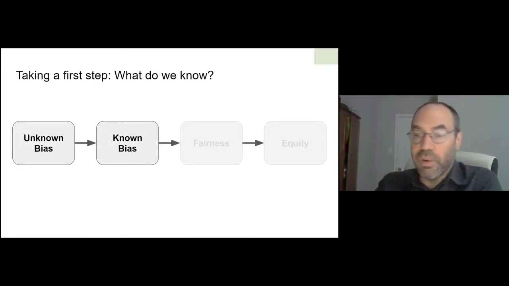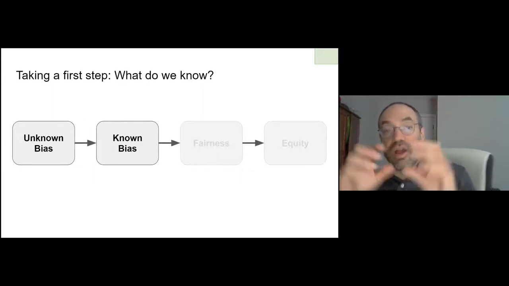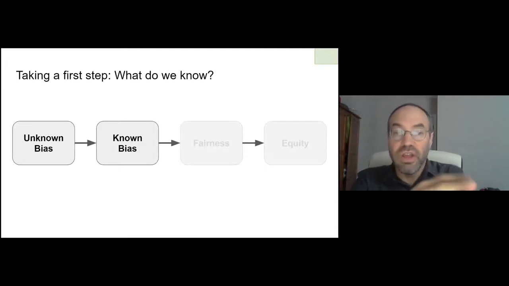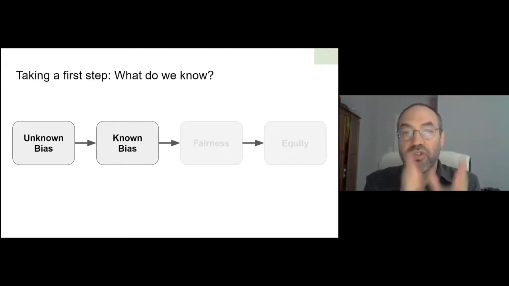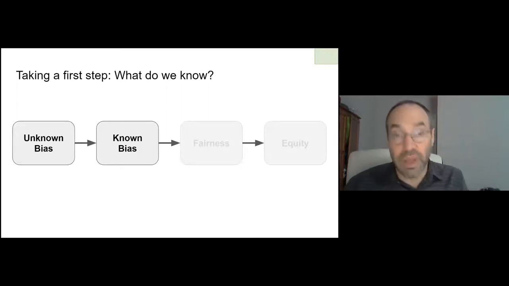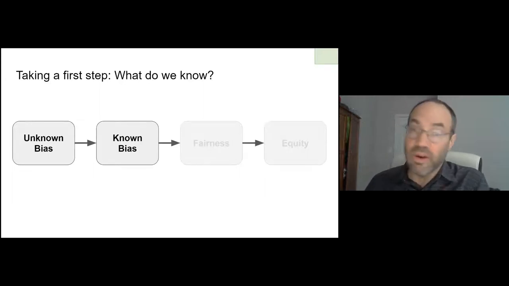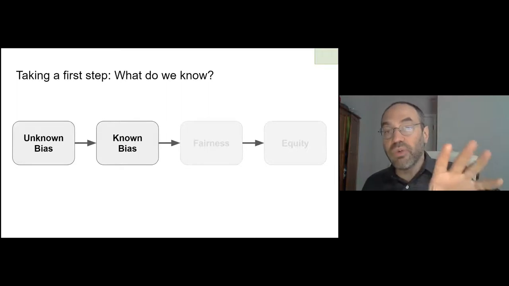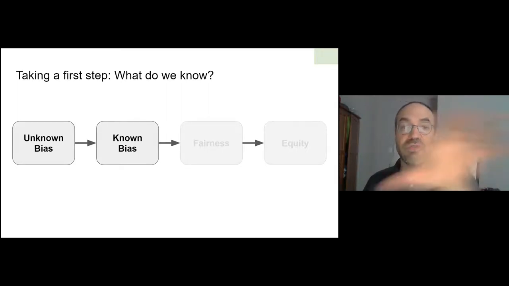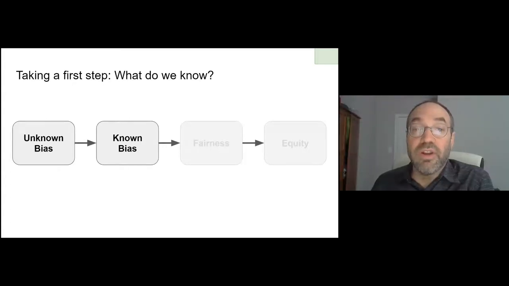Thank you, Aaron. So one of the first steps when we want to move from these theoretical perspectives on algorithmic bias to trying to solve problems is to say, what do we know? And there's this process here that you can see where we start with unknown biases. We don't know what the problem is. We want to move from there to known biases where we know what the problem is. We haven't fixed it yet, but at least we know. Hard to fix it until you know. And most of the work that's been done to date is in this first step. But from there, we hope that we can get to fairness and then to equity.